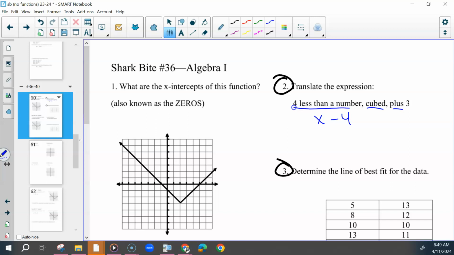Because of the commas, certain things are placed in separate ways. So 4 less than a number, comma, cubed means all of this is cubed. And then at the end of that, plus 3. If it had said 4 less than a number cubed with the comma after that, then the x would be cubed and not the whole thing. So the comma placement matters. Questions on that?